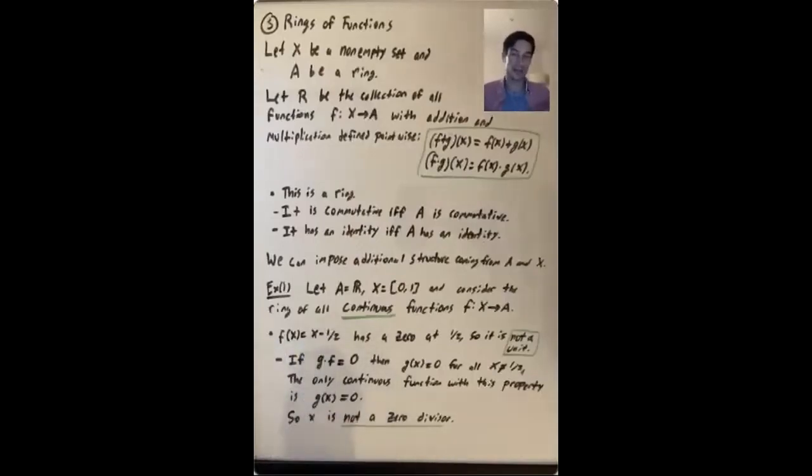So here's an example to start with. This has a 0 at 1/2, and that's enough to say that it's not a unit. Because if it were a unit, you would need a function g where f times g was equal to the multiplicative identity of this ring, which is the constant function 1. So in particular, g of x times f of x would have to be equal to 1 when x equals 1/2. But since f of 1/2 is 0, no matter what g does at 1/2, the product is going to be 0. So this product can't be the constant function 1.